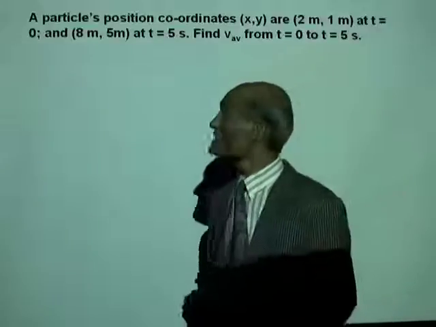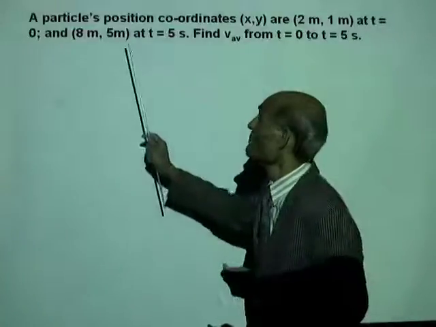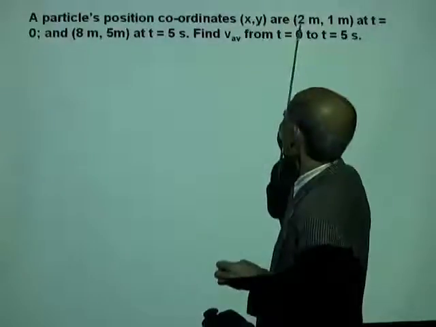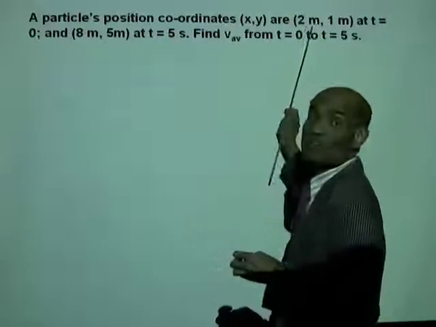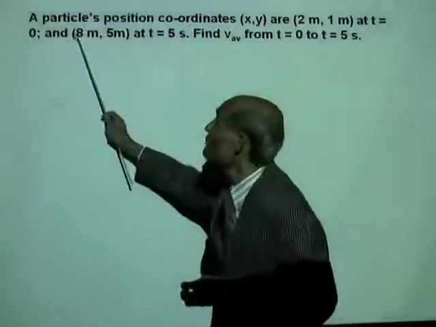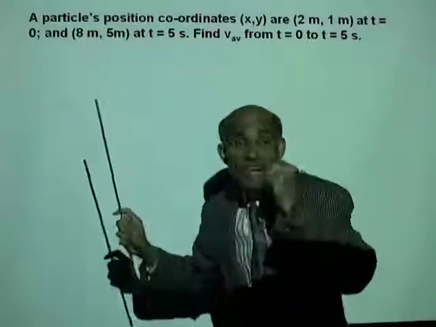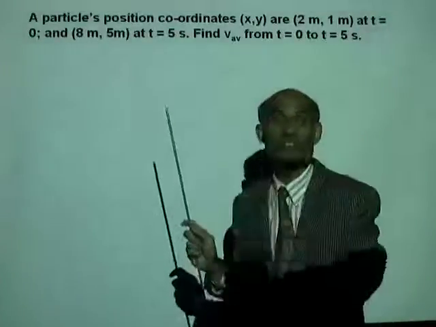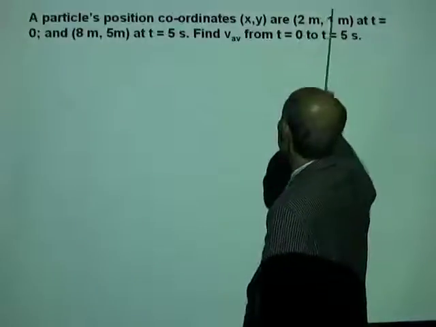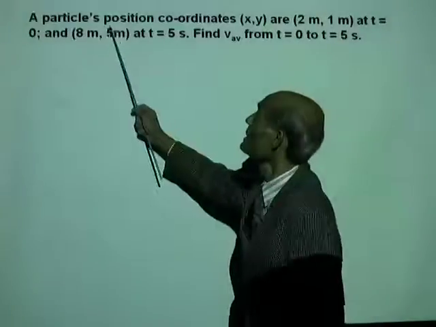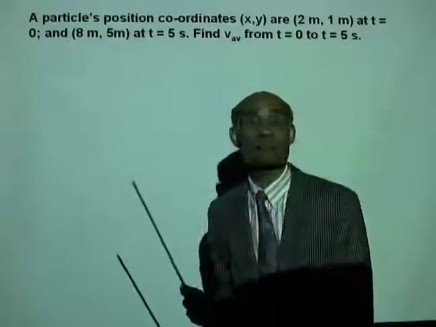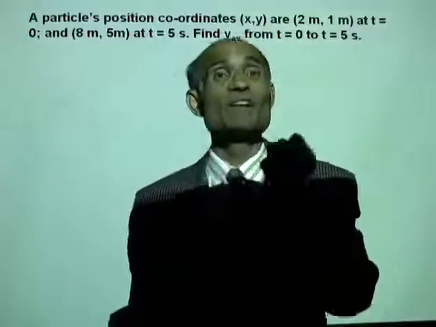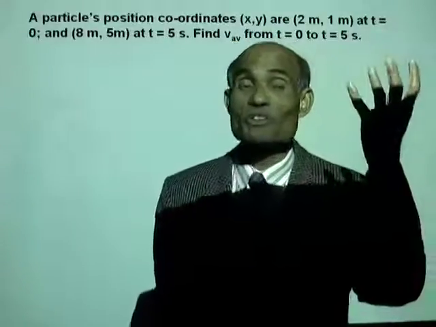Now, what is significant here that you notice? The x position of the object has changed. Originally the object is at x equal to 2. It changed to x equal to 8. So its x position has changed. Also, its y position has changed. Initial y position is 1 meter. The final y position is 5 meter. That means there is a change in the x position, and there is a change in the y position.